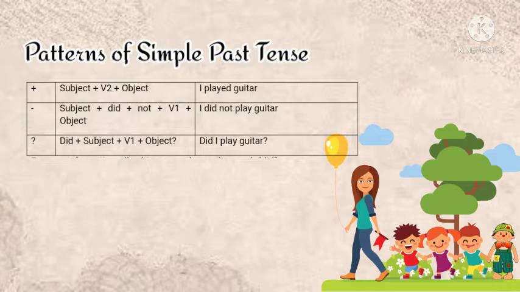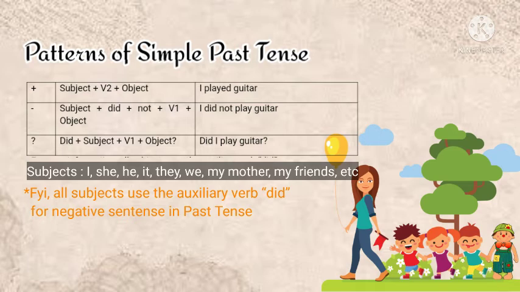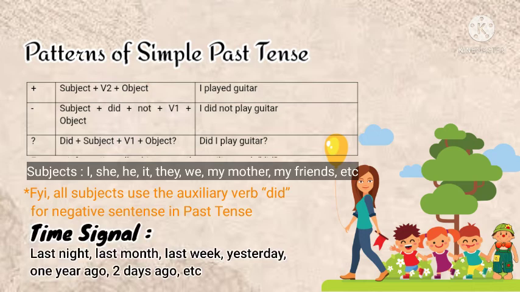The subject can be such as I, she, he, it, they, we, my mother, my friends, and etc. And for your information, all subjects use the auxiliary verb did. And the time signals for simple past tense are last night, last month, last week, yesterday, 1 year ago, 2 days ago, and etc.